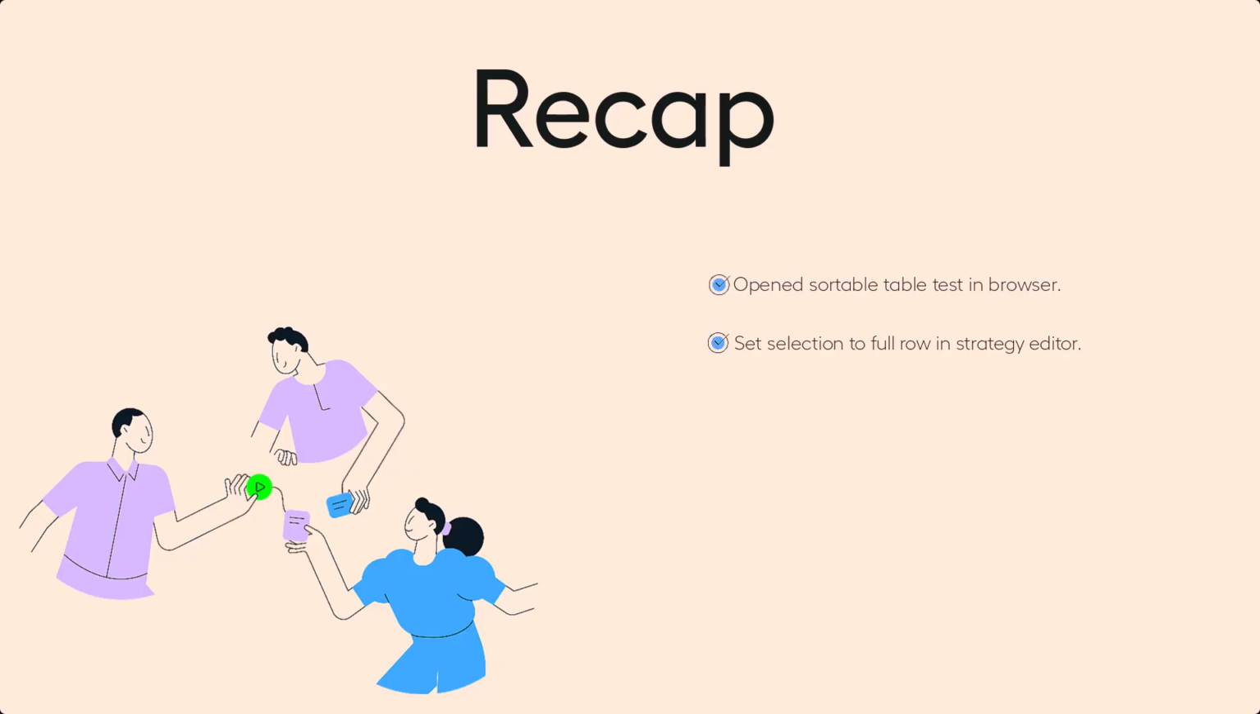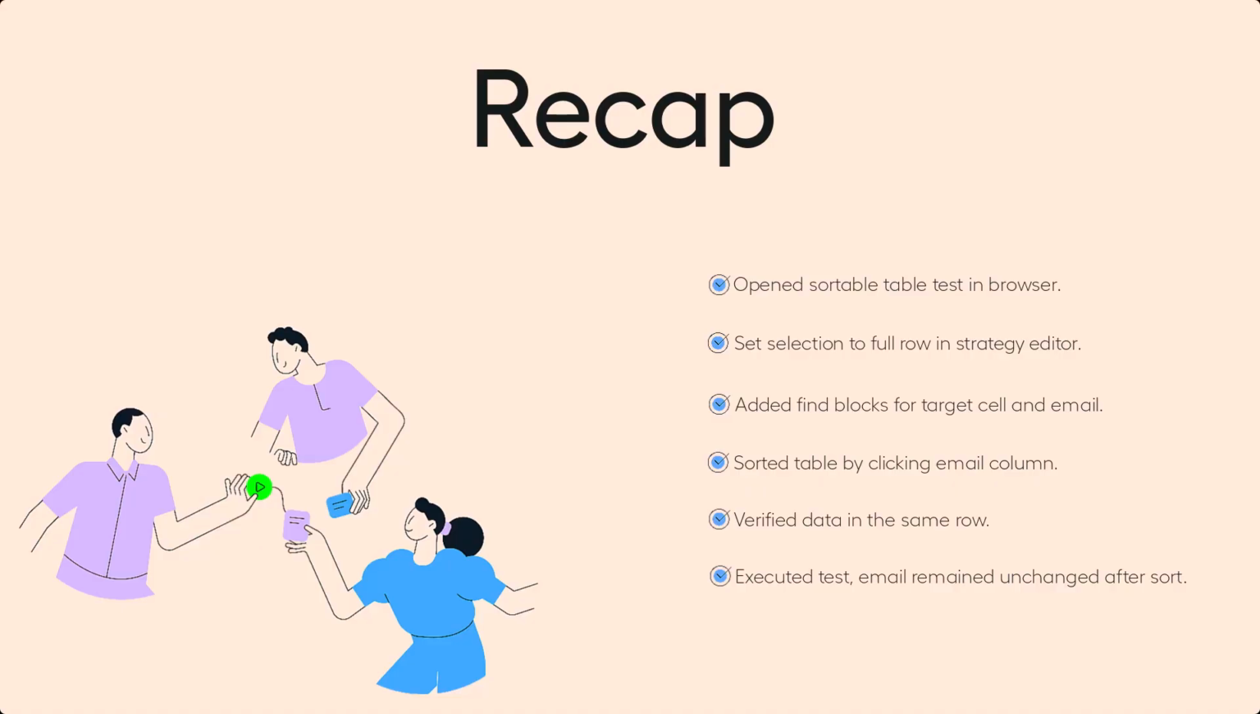Once we had a reference to that row, we wanted to double-check the data inside it. To do that, we focused on the third cell in the row, the one with the email address. We added a block to find that specific cell and another block to read and print the email address to the activity log. After that, we clicked on the email column header to sort the table by email addresses. This reorders all the rows in the table. Then, we checked the same row we had captured before sorting to see if we still had access to the same data. We used another get web text block to read the email again and compare it with the first one. Finally, we ran the test.